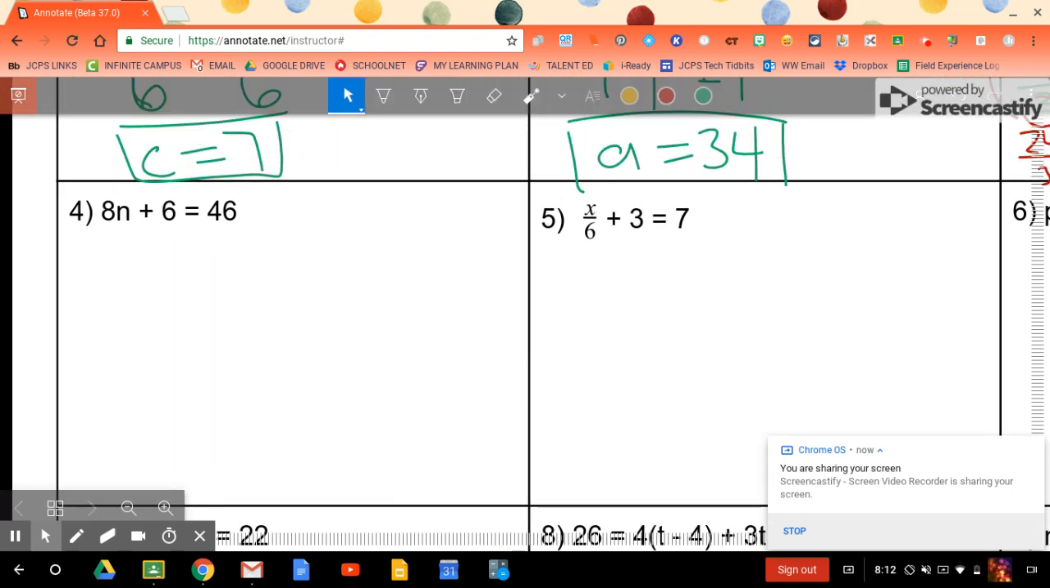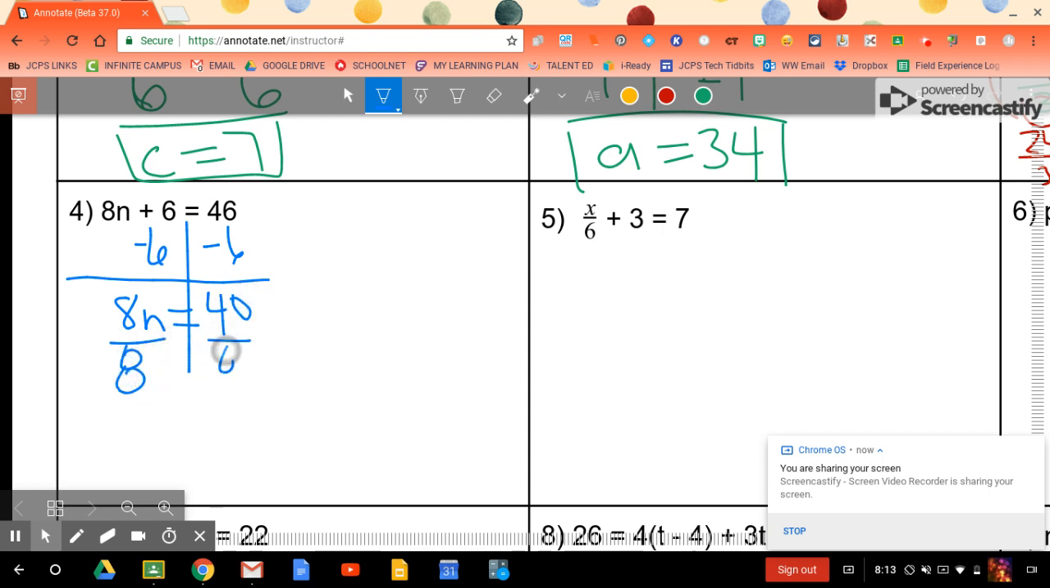So number 4, let's draw our line down our equal sign. Remember, we undo our addition and subtraction first, so we're going to subtract 6 from both sides since it's a positive. So it cancels it on our left side, and we get 8n equals 40. 8 and n are being held together by multiplication, so we do the opposite, division. So we divide both sides by 8. We get n equals 5. And remember, we have to do these steps to both sides because of the property of equality.